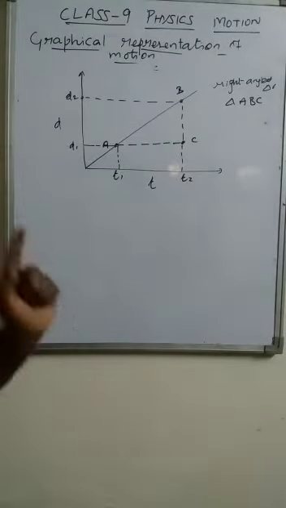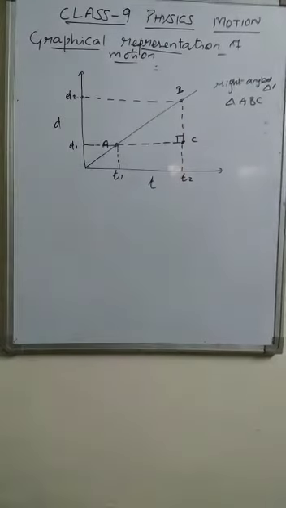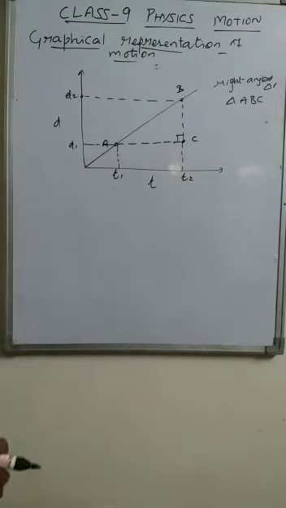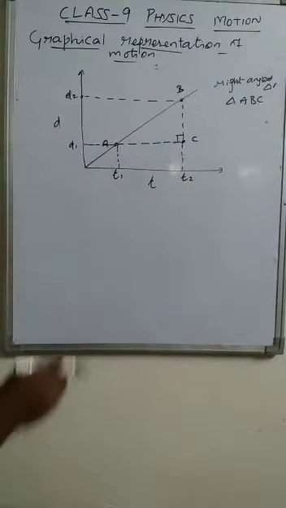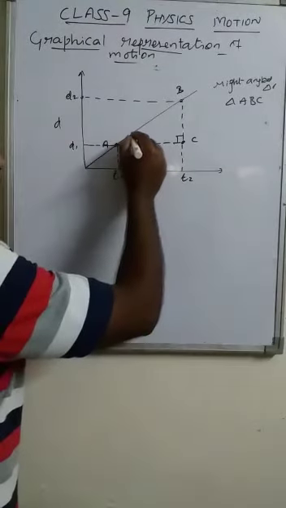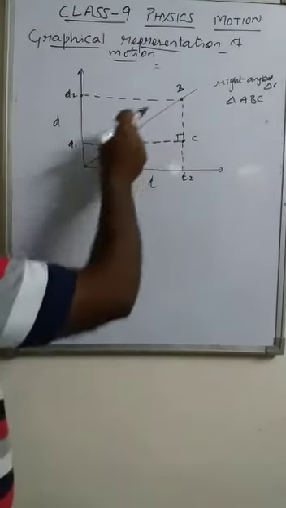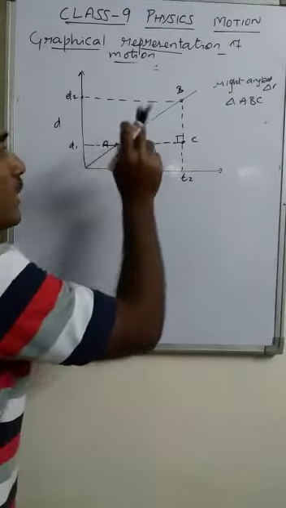And in this right angled triangle, here it is 90 degrees. The side opposite to 90 degrees is the hypotenuse. The other two angles are acute. Here we take this as one of the angles. That angle is BAC.